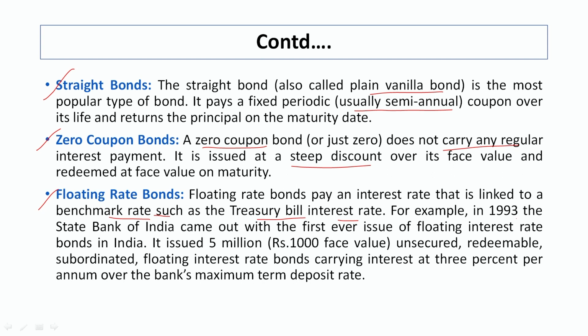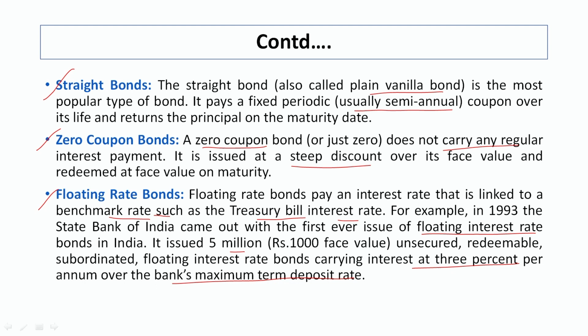For example, in 1993, State Bank of India came out with the first ever issue of floating interest rate bonds in India. It issued 5,001,000 rupees of unsecured redeemable subordinated floating interest rate bonds carrying interest at 3% per annum over the maximum term deposit rate. So, whatever the term deposit rate is at the time of maturity, the bank is going to pay that to the bond holders.